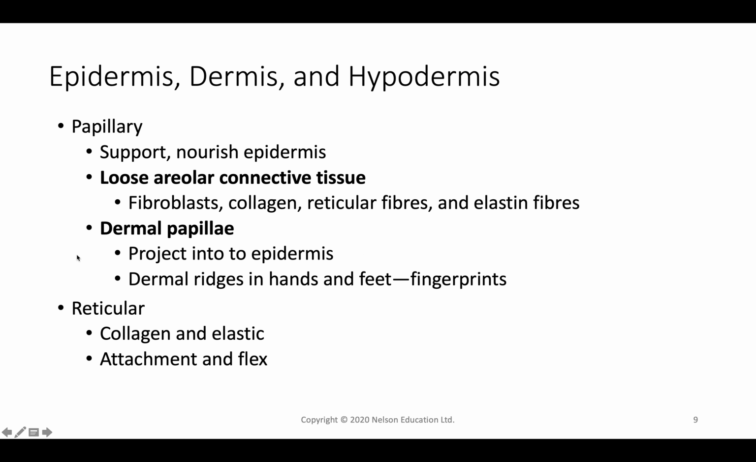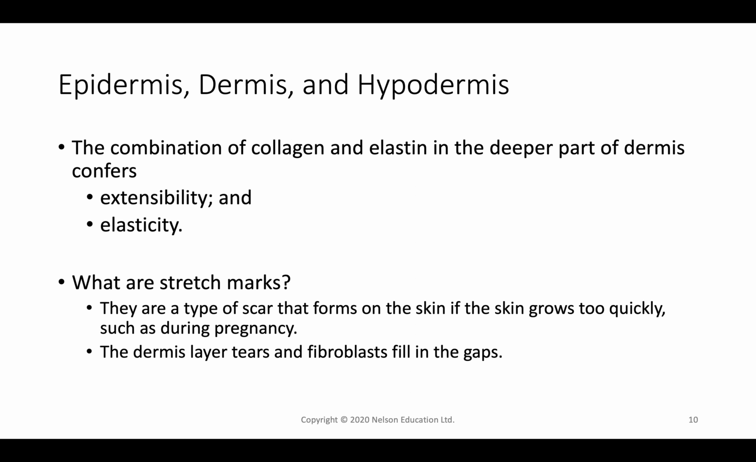Again, we also have the reticular layer, so they have the papillary layer and then the reticular layer. The reticular layer is going to have a lot of extracellular matrix molecules as well, collagen and elastic fibers, etc. And this is going to allow this region to serve as a point of attachment as well as have a good bit of flexibility. So again, this collagen elastin is going to have extensibility or flexibility and elasticity.